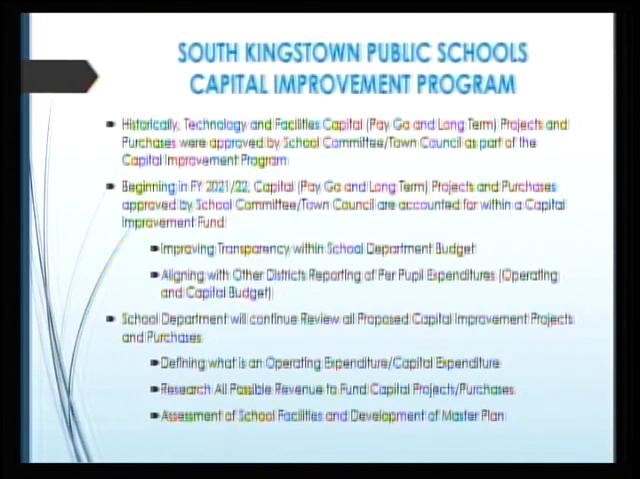So when you're looking at it from a school department standpoint, historically, the capital improvement program has contained technology and facilities and maintenance purchases and projects. When it's adopted here, it's adopted as the capital improvement program. Historically, on the school side, it had been adopted during the budget under an umbrella of one budget. As you may remember, in the current fiscal year, FY 21-22, the school department, along with the school committee, made the decision to adopt a separate capital improvement fund.